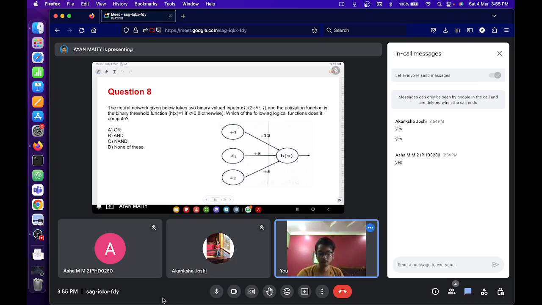So there are four options: OR, AND, NAND, and none of these. This is the neural network. X1 and x2 are the two input features. There is one bias term, plus 1, and plus 8 and minus 2. These are the three coefficients or weight values, and h(x) is calculated as a binary threshold function, that is h(x) is 1 if x is greater than 0 and h(x) is 0 if x is less than or equal to 0. So which of these four functions does it compute?